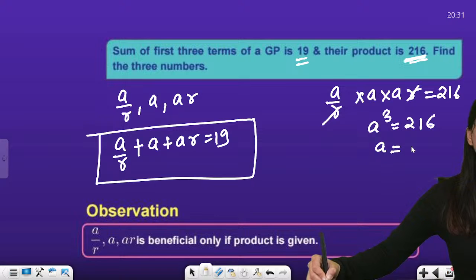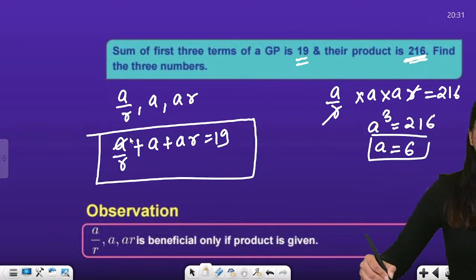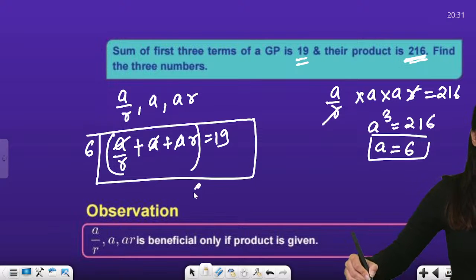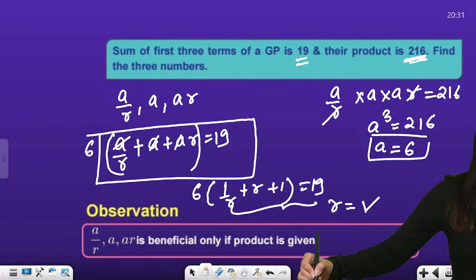216. So A is coming out as 6. Now A is known to you. Put the value of A over here, 6. 6 taken common. So 6 times (1 by r plus 1) is equals to 19. Calculate r by forming a quadratic equation in r.